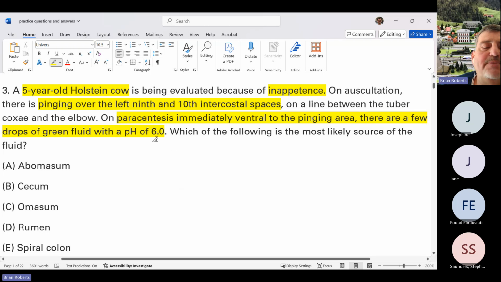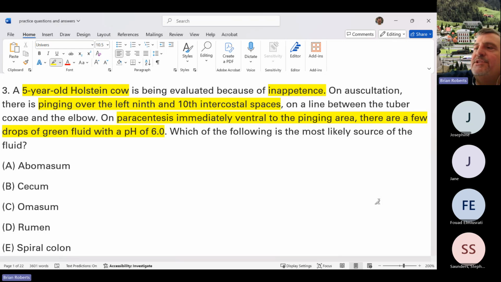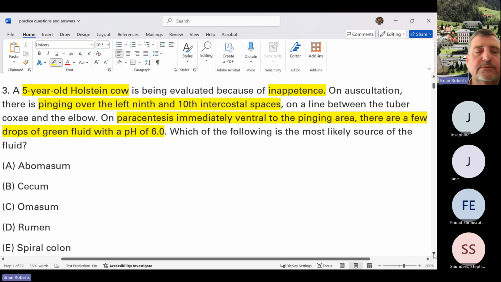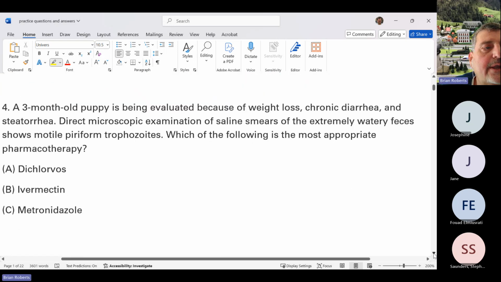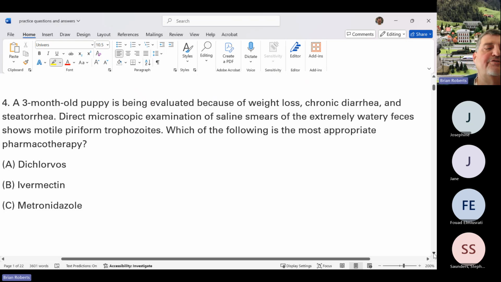So you need to know which one has a pH of 6. And what do we see as far as cows go with the left side and abnormal displacement of the GI? What's a common disorder we see with cows? Left displaced abomasum. Yeah, an LDA, right? So I would say it would be A. That makes sense? All right. Now we're getting into somewhere we can hopefully figure out a little bit better.